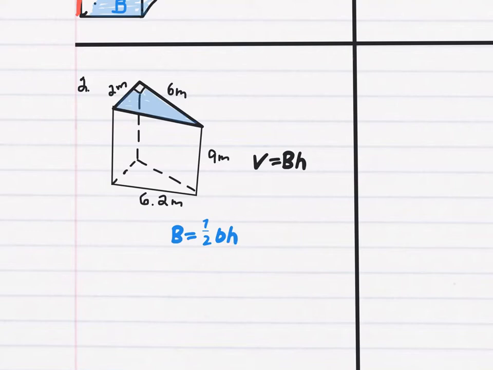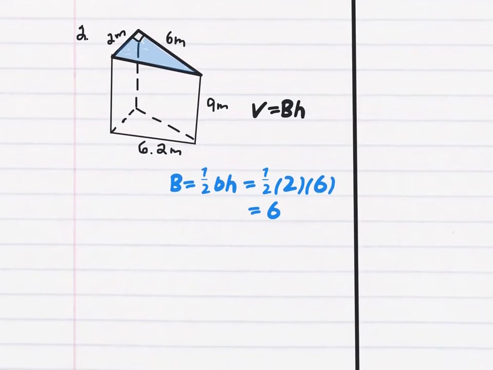And now for the base area, it's not just one number. A lot of kids will try to say, oh, it's 6.2. No, it's half times the base and the height of the triangle. And this right angle here tells you what the base and the height of the triangle are, because these two lines that make that right angle, that's your base and your height. So it's going to be half times 2 times 6. Then we write all of that out, and that's going to equal 6.